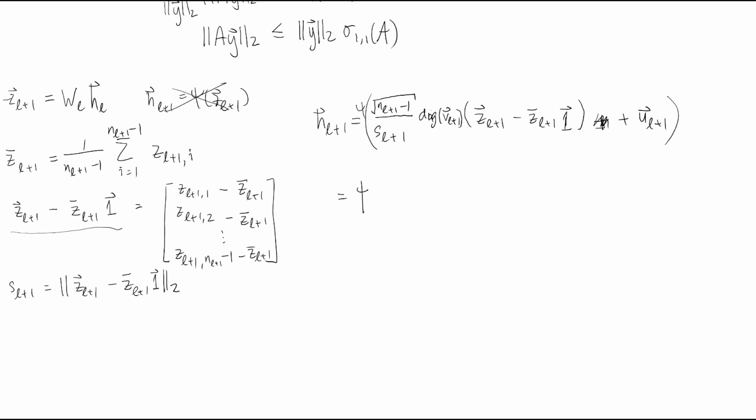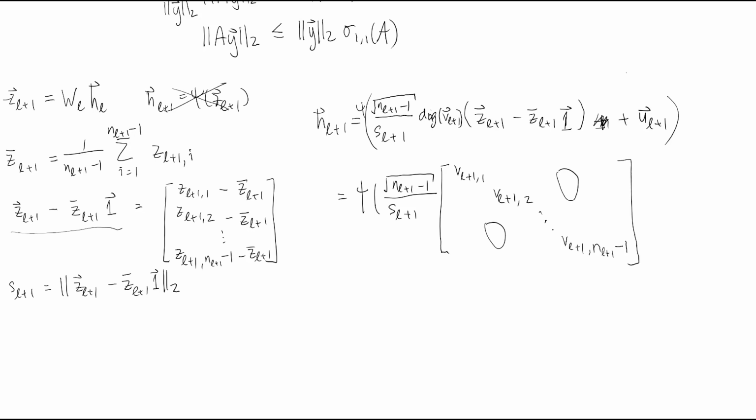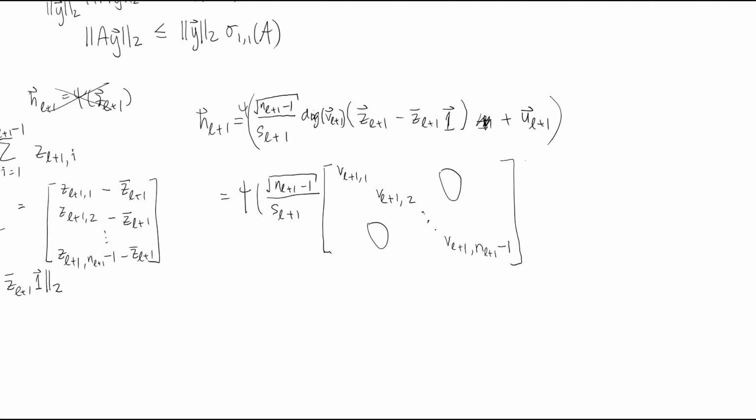Let me expand that out a little bit. So we have psi of this constant divided by the standard deviation, and then multiplied by a diagonal matrix with the elements of the vector V L plus 1. This V is actually additional parameters in the model. These are unknowns, kind of like the weights that we have to train. This diagonal matrix goes all the way up to V L plus 1, and the number of elements is N L plus 1 minus 1, with zeros on the off-diagonal elements, multiplied by this vector that we had before, with all the elements of Z subtracting their means.